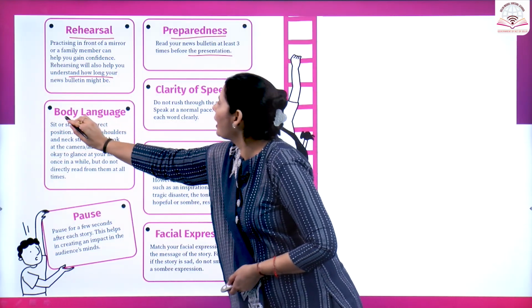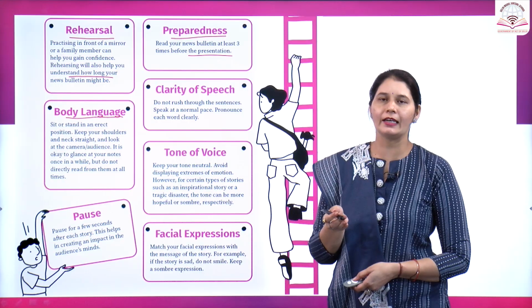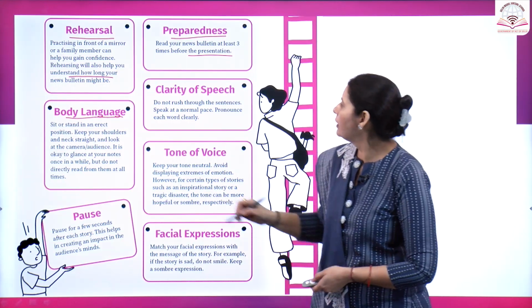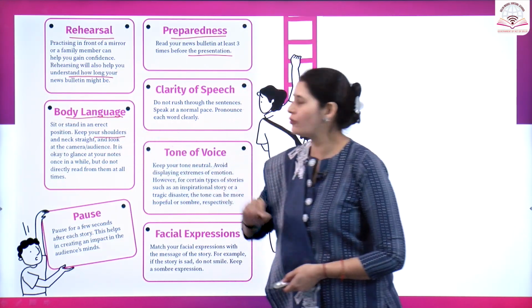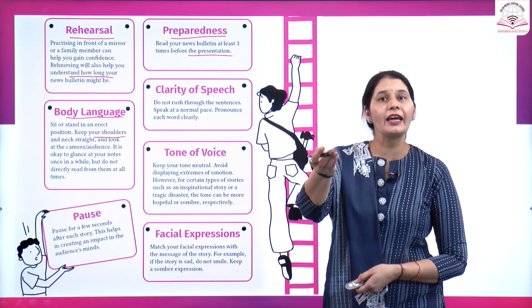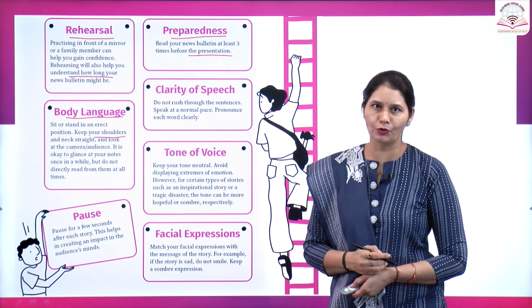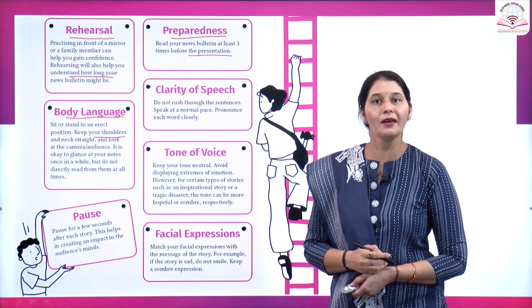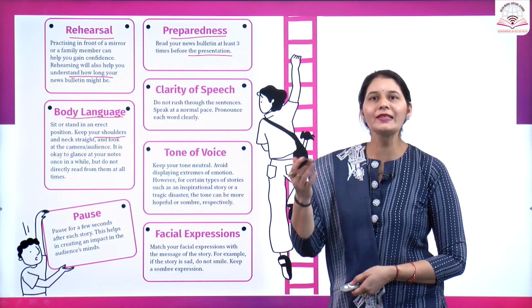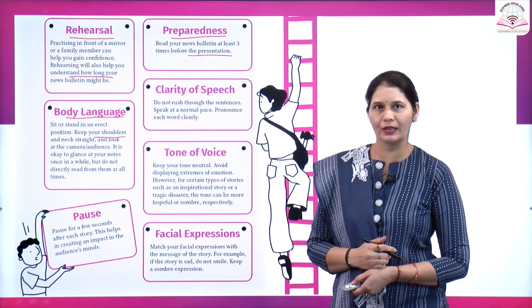Then the third part is body language. You have to sit or stand in an erect position. Keep your shoulders straight and the neck should also be straight, and make eye contact with the audience. You can have a look at your notes, a glance is okay, but do not continuously look at the matter. You have to maintain eye contact with the audience.